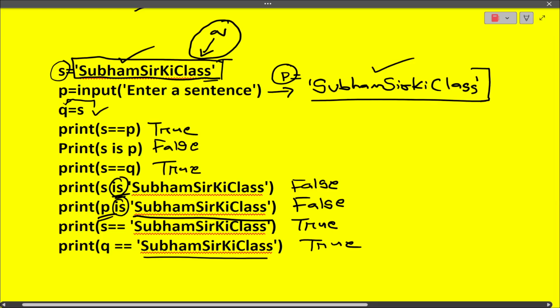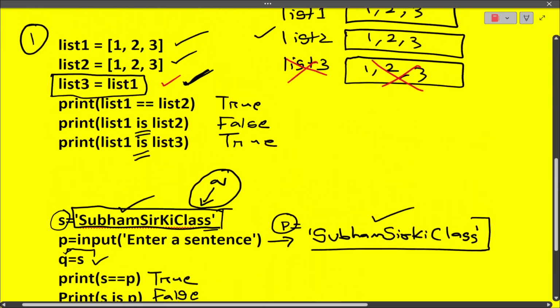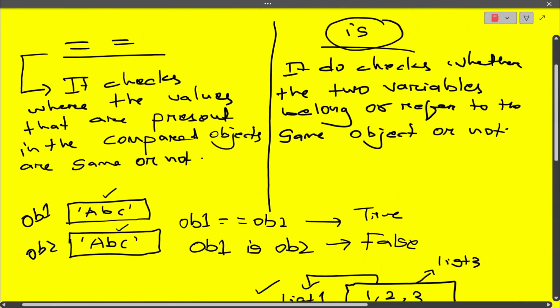Okay. This was only the twist you get whenever you use double equal to versus is.